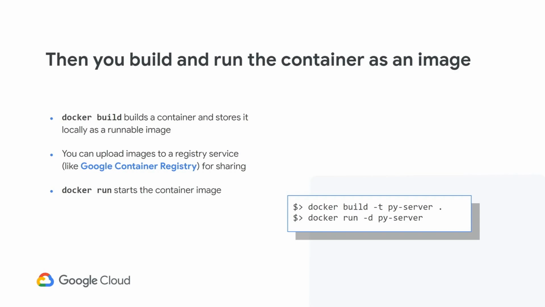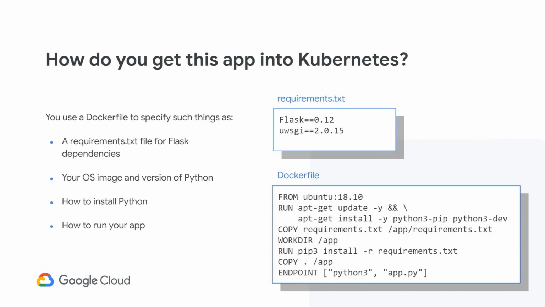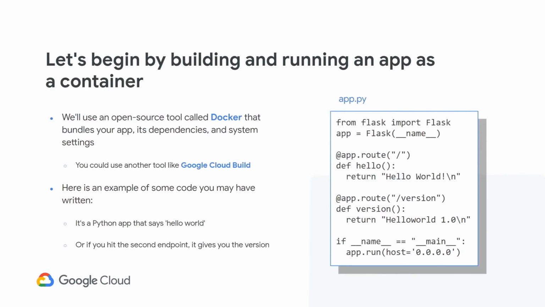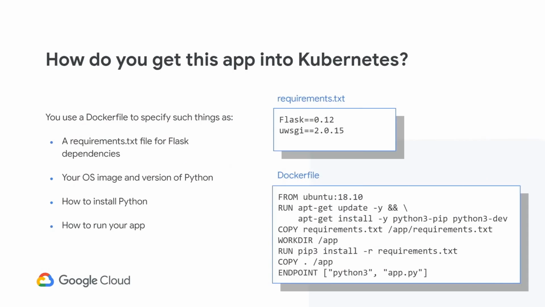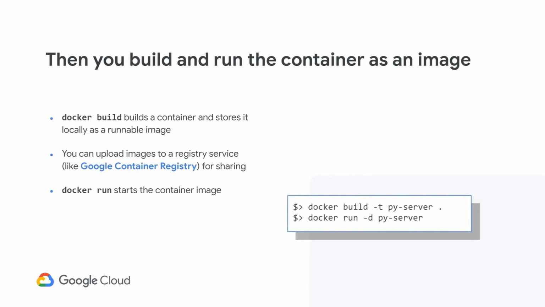And so we say, docker build -t py server. So the name of my container is going to be called py server, and I want you to use the current directory, and that current directory has the requirements and the Dockerfile and the app.py in it. And with those 3 files, Docker can build it, and then we can run it to start the container engine. So we start the container off.